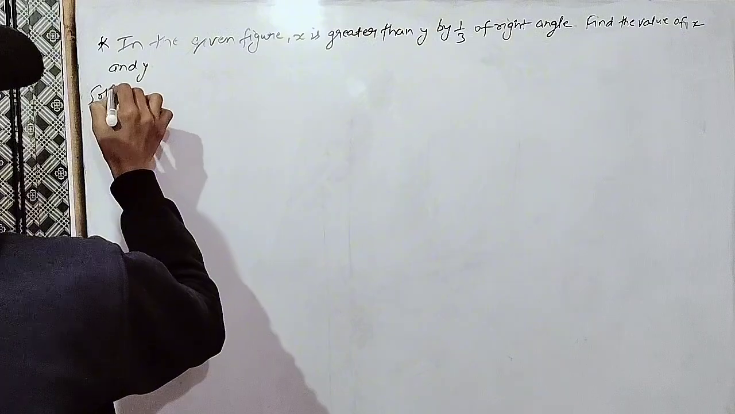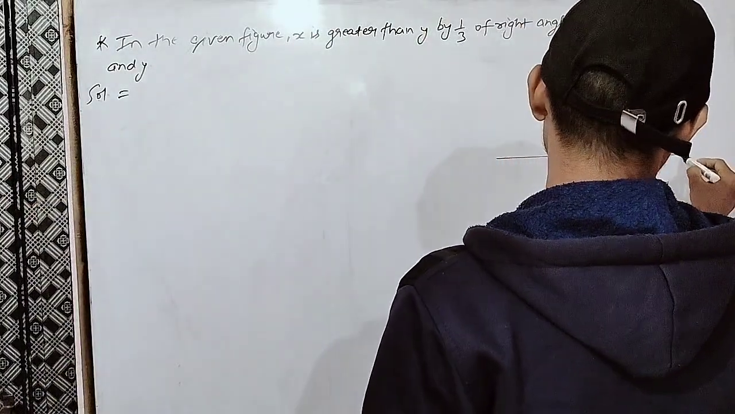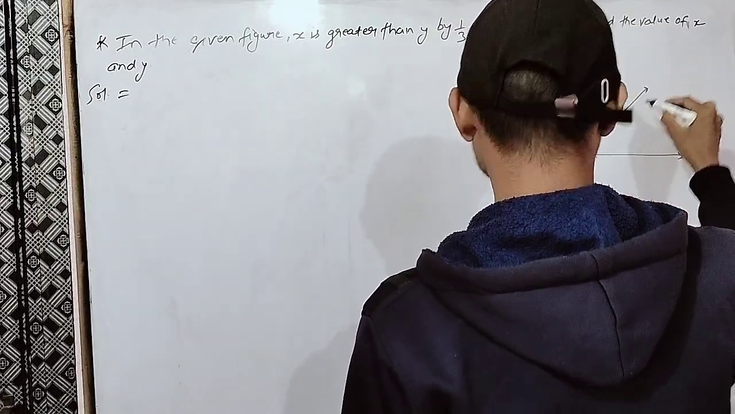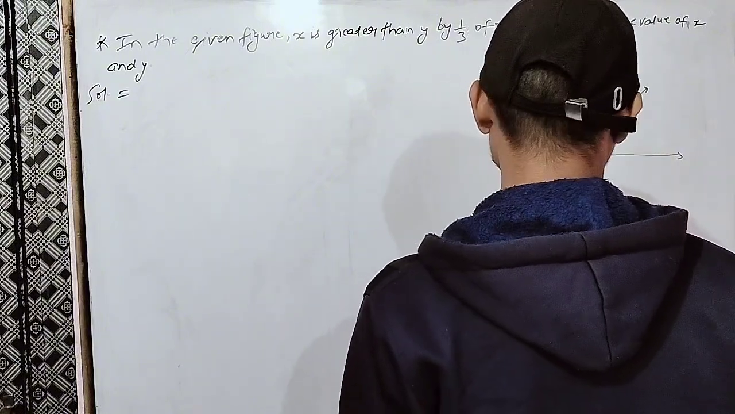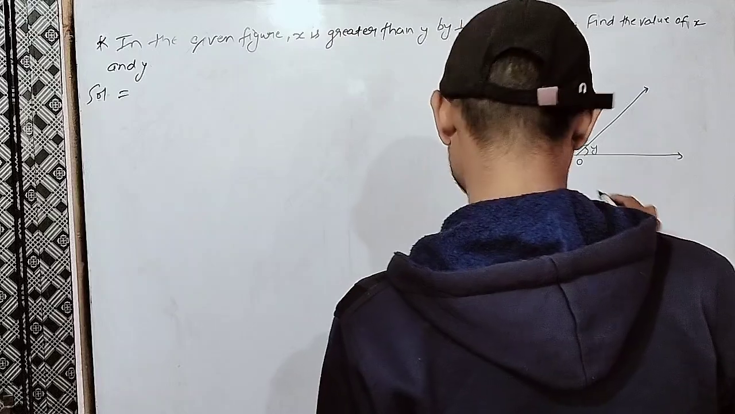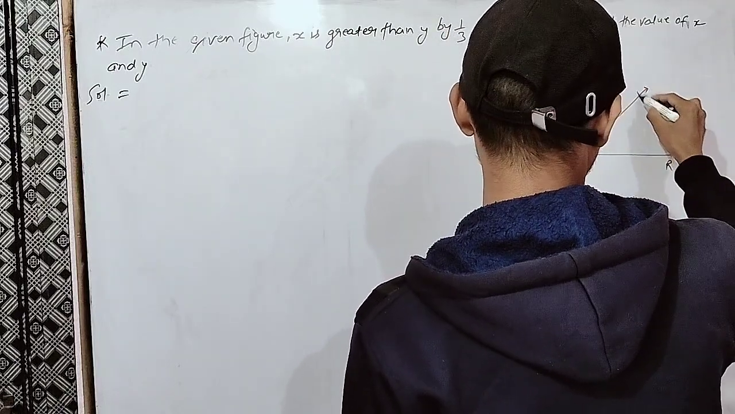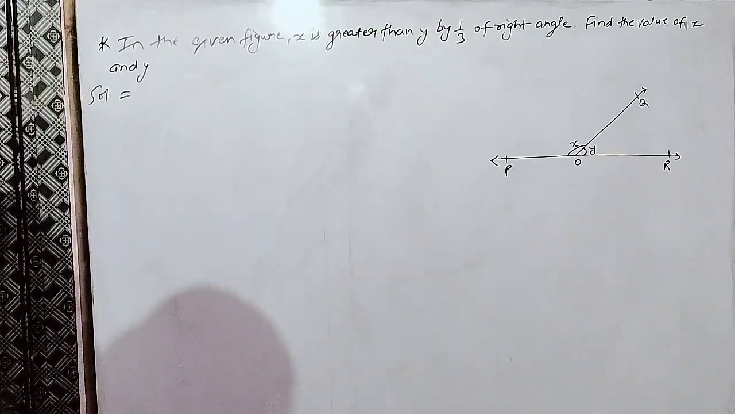First of all, we have a given figure. The figure is like this. This is our figure of our equation. This is y and this is x. Here, try to understand the question. What is the question saying?